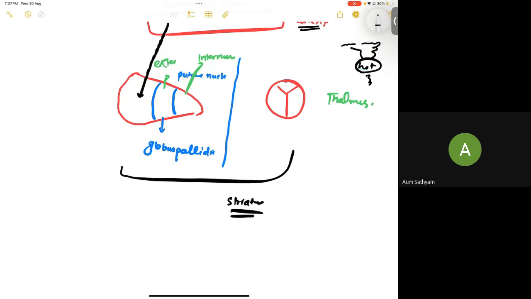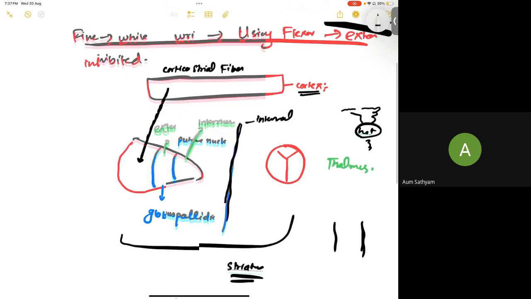Why do we call it striatum? Because in the middle, as I have already told you, we have the internal capsule, so it seems striated. You know what striation is? As we discussed, some of our muscles are striated because they have stria. So it can be seen as striatum, and that's why we can call them striatum as well.